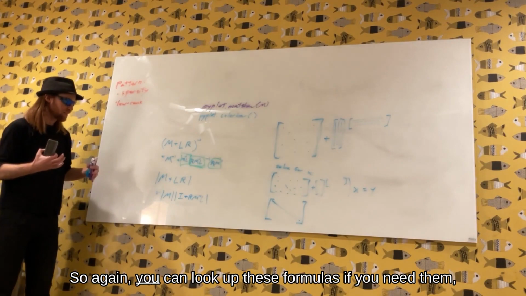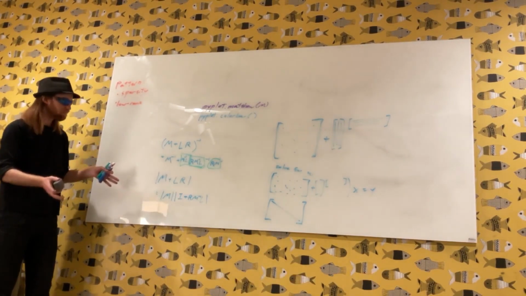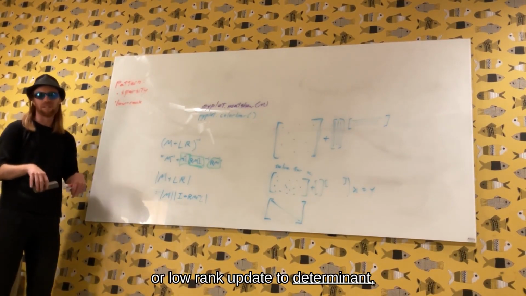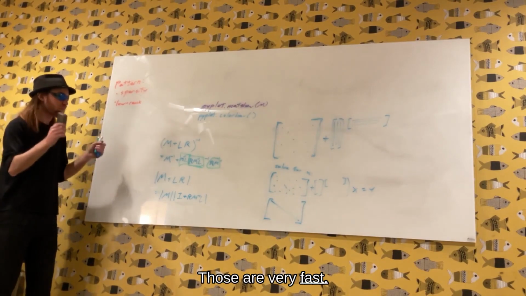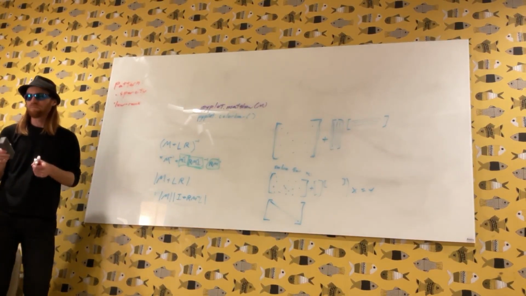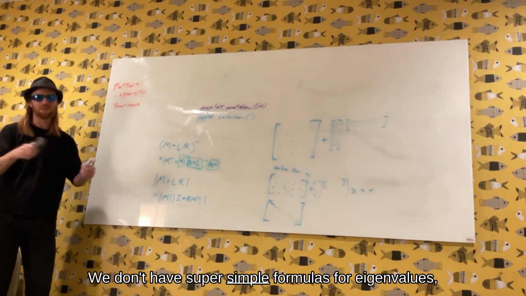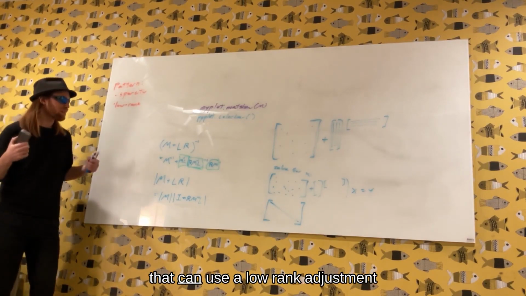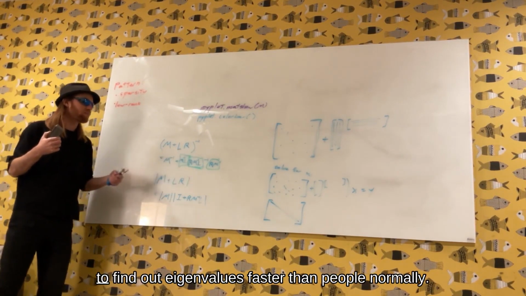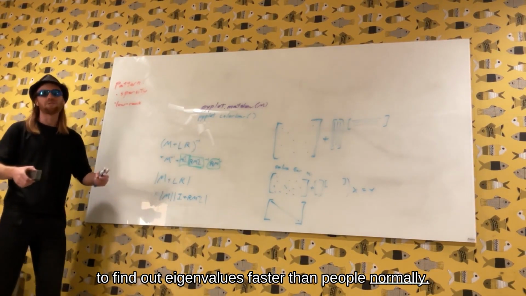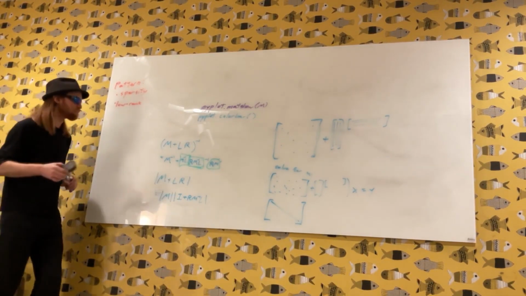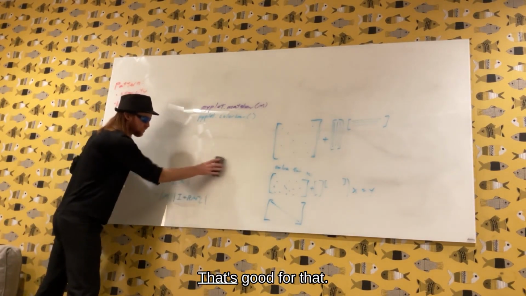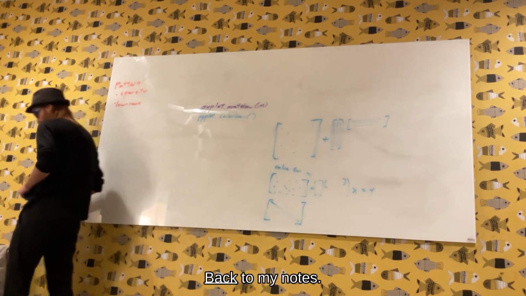So again, you can look up these formulas if you need them. Look up low rank update to inverse or low rank update to determinant or what have you. Those are very fast. Eigenvalues are trickier. We don't have super simple formulas for eigenvalues, but there are some algorithms that can use a low rank adjustment to find eigenvalues faster than you would normally. They're just nice formulas. And again, Google all that. That's it for that.